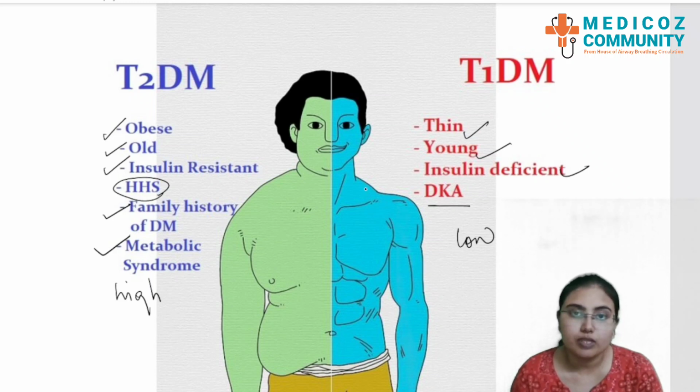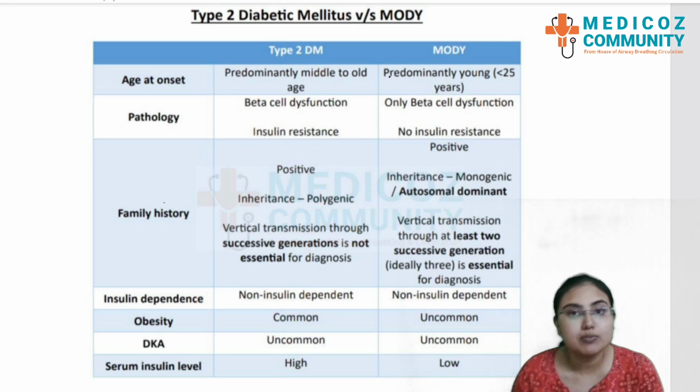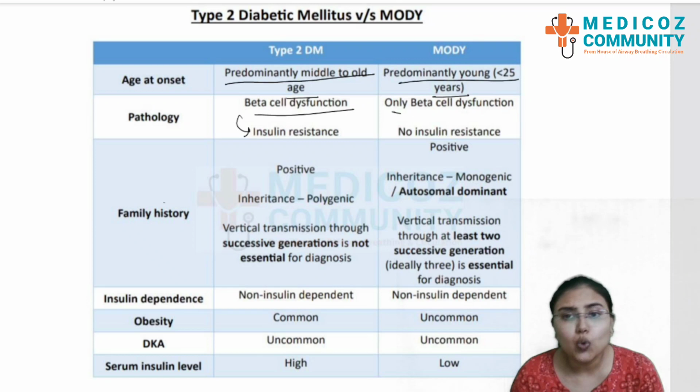So going further with our comparisons, let us now compare two very important ones, that is type 2 DM versus maturity onset diabetes in the young, MODY. So type 2 DM is usually predominantly in middle to old age, while as the name suggests, this MODY is predominantly in the young, less than 25 years. So what is the pathology? In type 2 DM, there is beta cell dysfunction causing insulin resistance. In MODY, there is only beta cell dysfunction. There is no insulin resistance. Okay. So there are two factors here, but there is only one factor here.